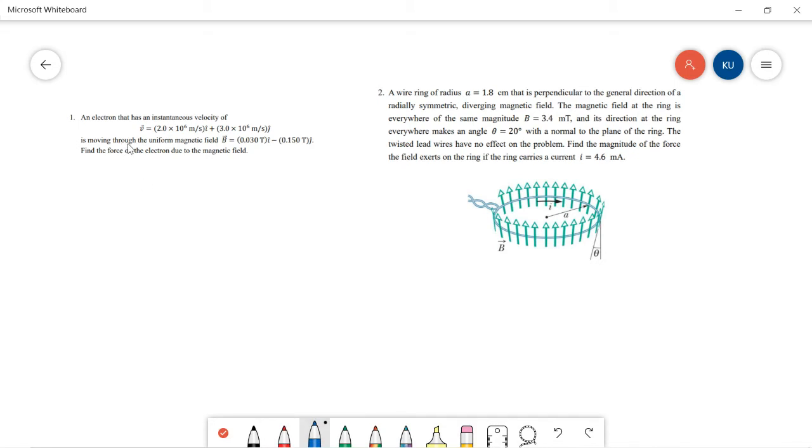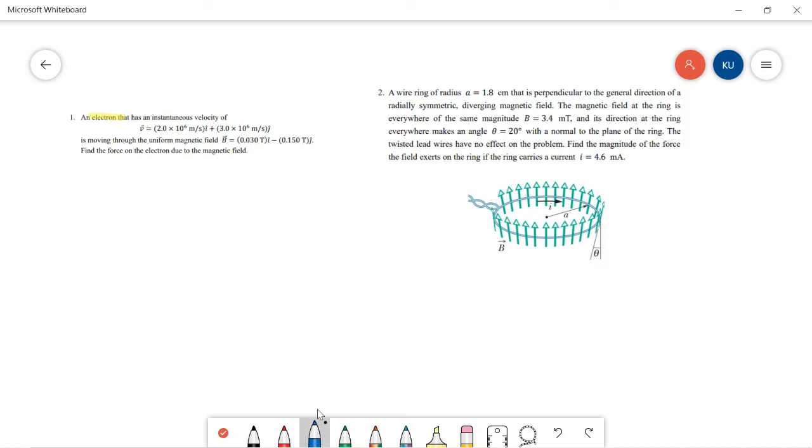So the first one: an electron that has an instantaneous velocity like this is moving through the uniform magnetic field B equals this. So find the force on the electron due to the magnetic field.